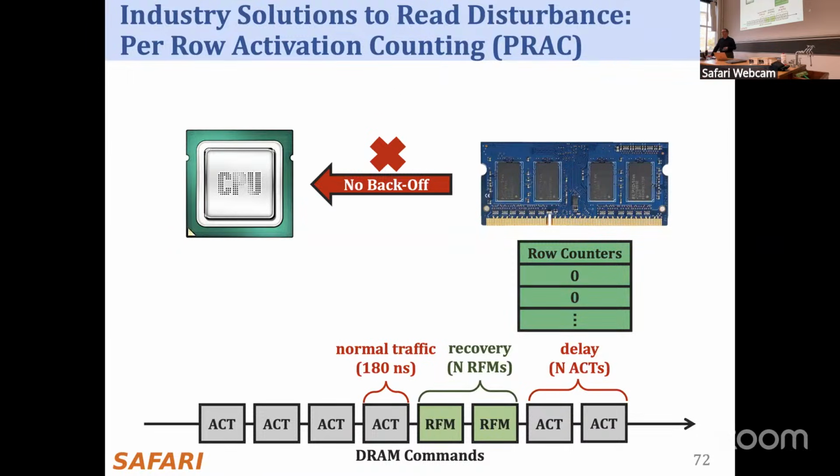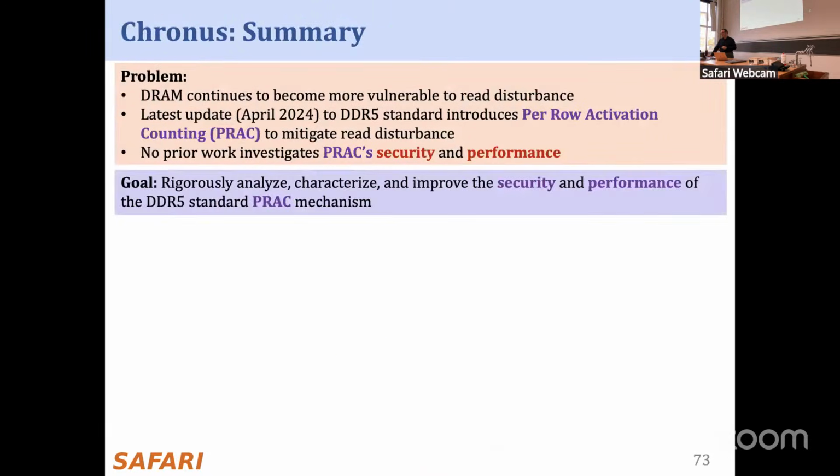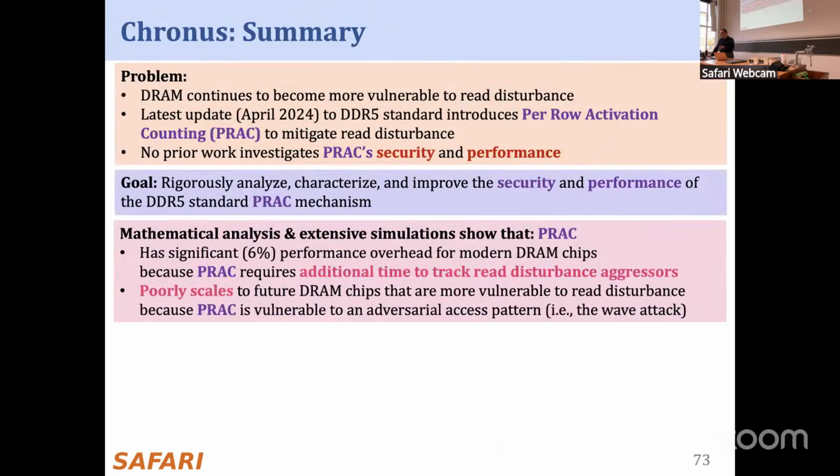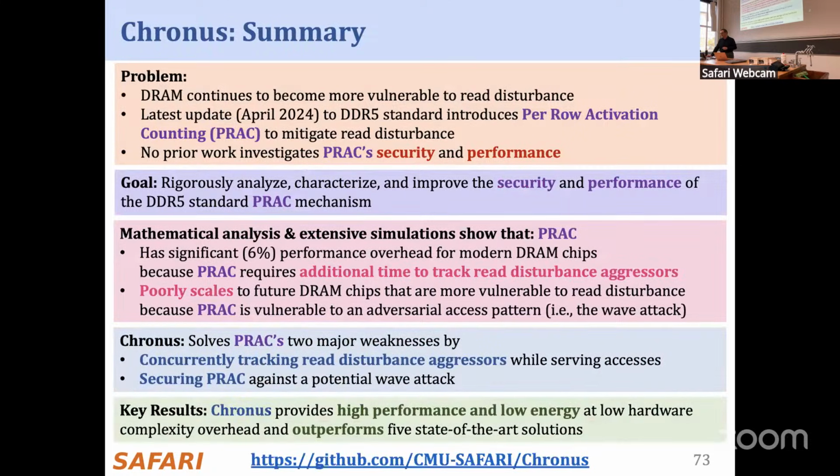So the DRAM chip can get overwhelmed if your HC first is low. This paper shows that if your HC first is low, you get significant performance degradation. Again, you can read the paper for more detail, but this is a summary. It poorly scales the DRAM chips because you have some adversarial access pattern that can induce these alerts or backoffs, as they call it, more frequently than a non-adversarial pattern would.